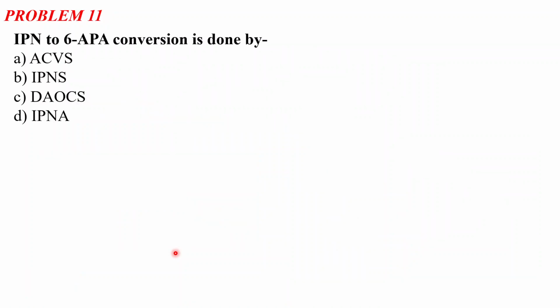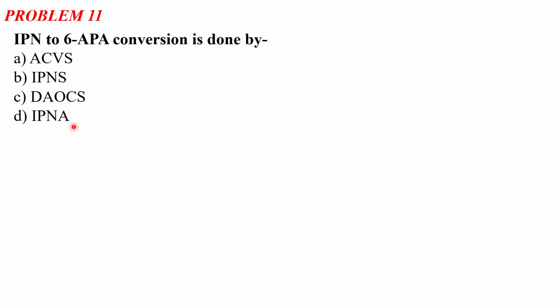So problem number 11 says that IPN to 6-APA conversion is done by, your options are number A, ACVS, number B, IPNS, number C, DAOCS, and number D, IPNA. IPN to 6-APA conversion is done by which enzyme? ACVS, IPNS, DAOCS, or IPNA?